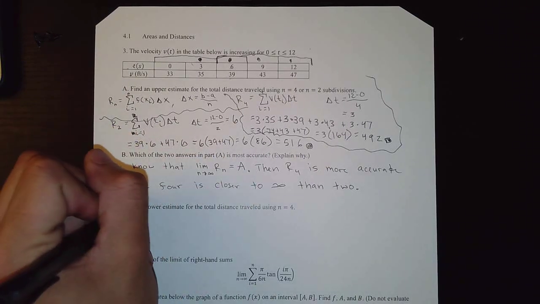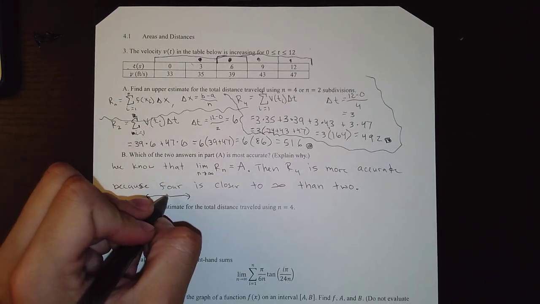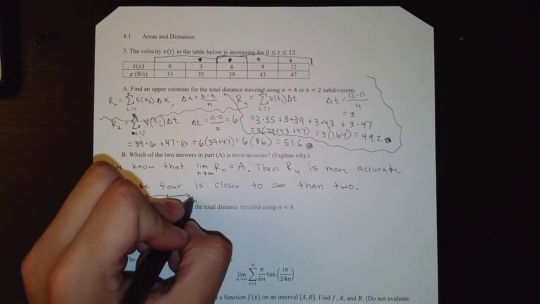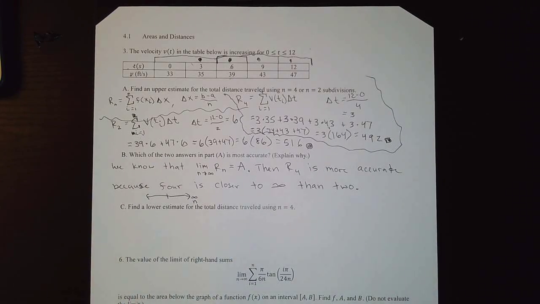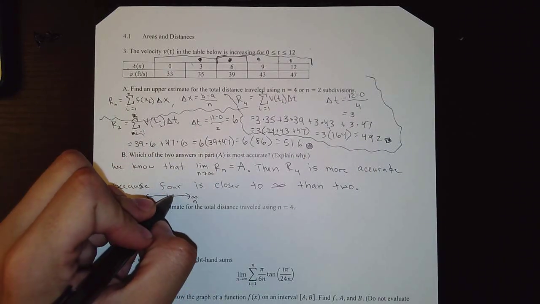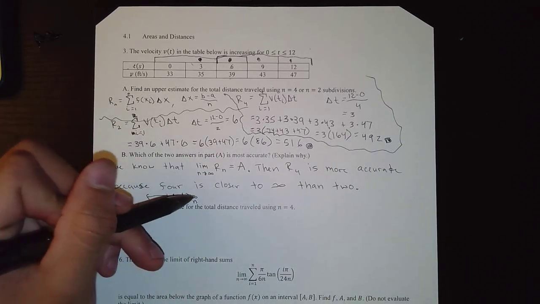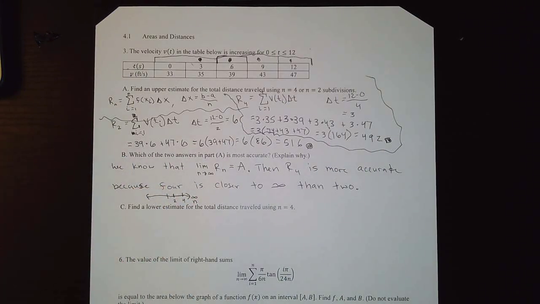And visually, what this is saying is as n, say this is our n, as n goes towards infinity, we become more accurate with the area estimate. And so when you have a 2 and then a 4, the one closest to infinity is the more accurate estimate.